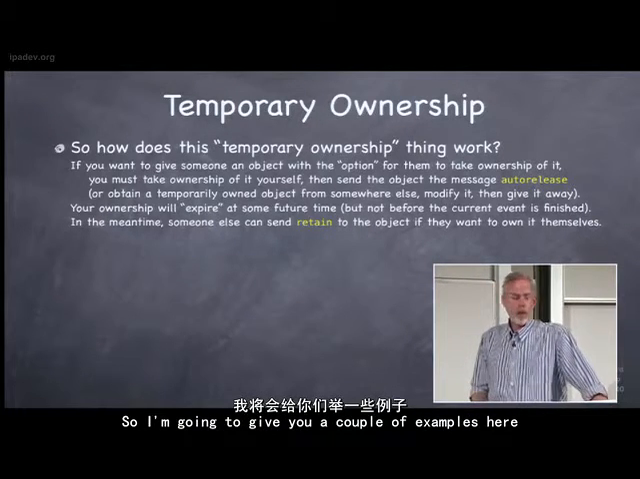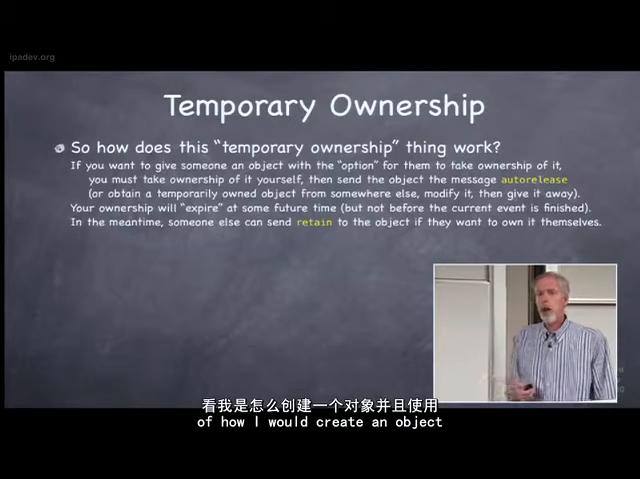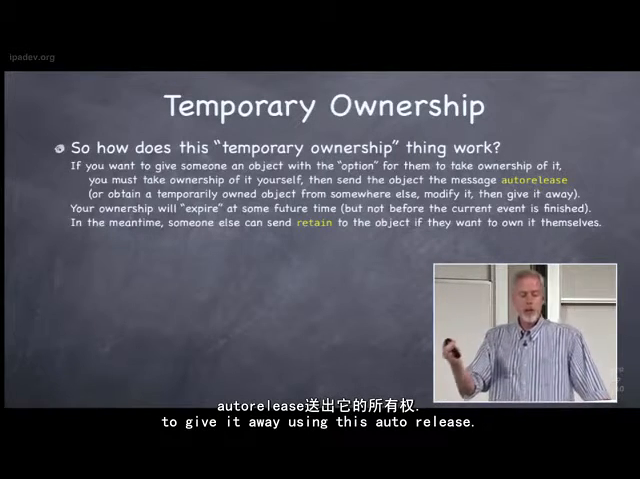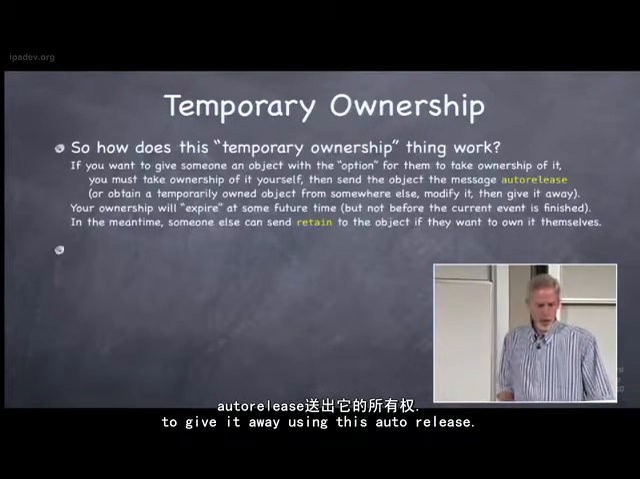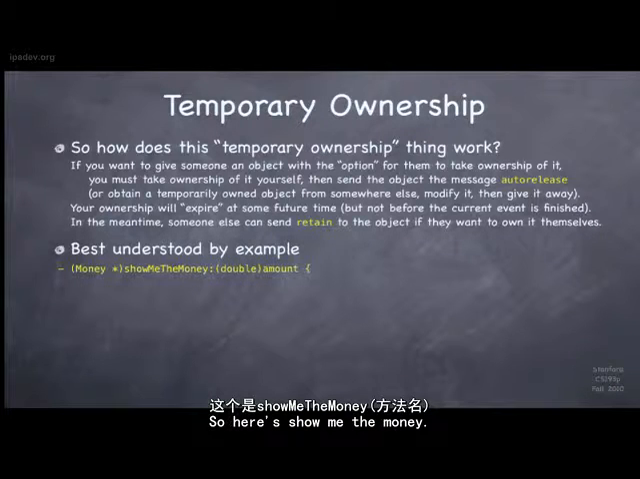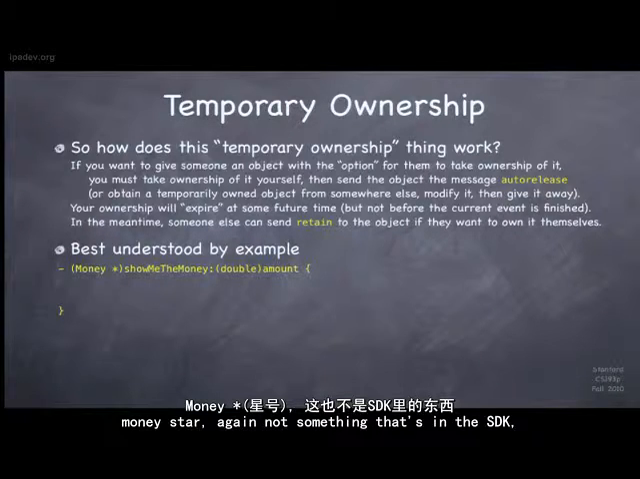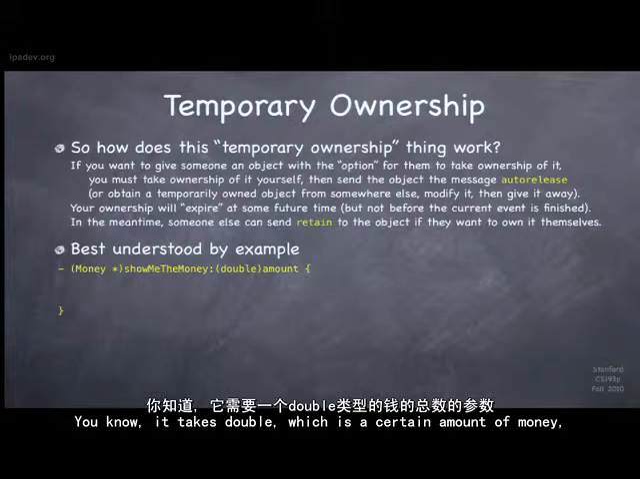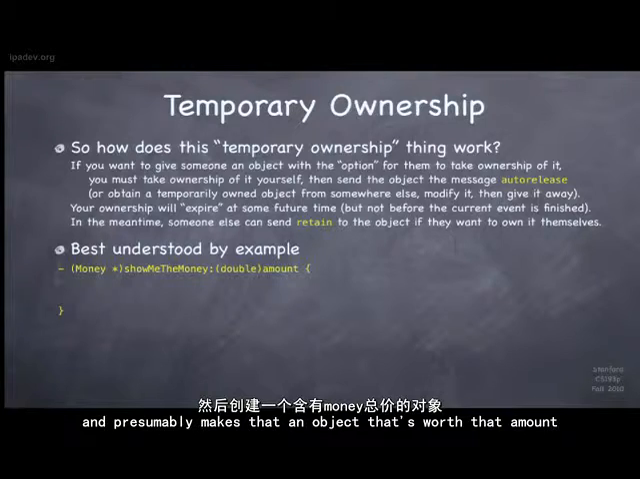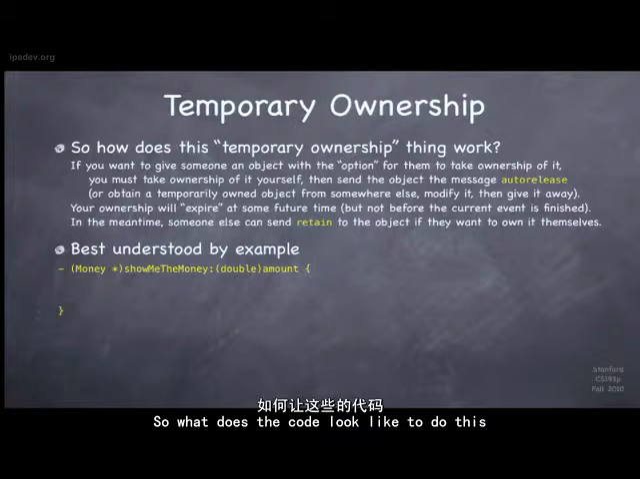So I'm going to give you a couple examples here of how I would create an object to give it away using this autorelease. So here's showMeTheMoney. This is a method, and it returns a pointer to an object, Money star. Again, not something that's in the SDK, just something I made up. It takes a double, which is a certain amount of money, and presumably makes that an object that's worth that amount of money and returns it. So what does the code look like to do this so that memory management works?